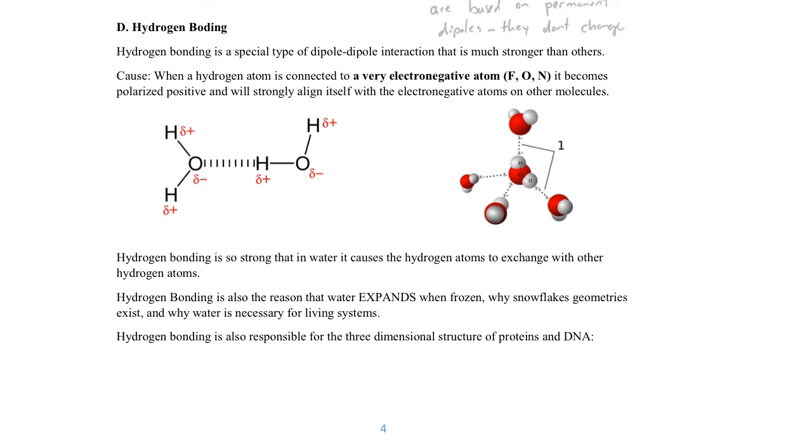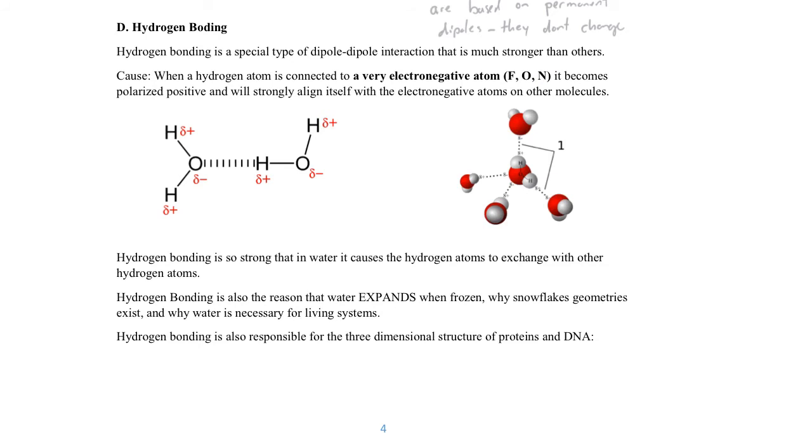All right, so now let's talk about hydrogen bonding. Hydrogen bonding is a special type of dipole-dipole interaction that is very strong. It's stronger than both London dispersion forces and dipole-dipole interactions. The cause of hydrogen bonding is when we have a hydrogen atom that is connected or bonded to a very electronegative atom. The atoms that we will look at include fluorine, oxygen, or nitrogen.